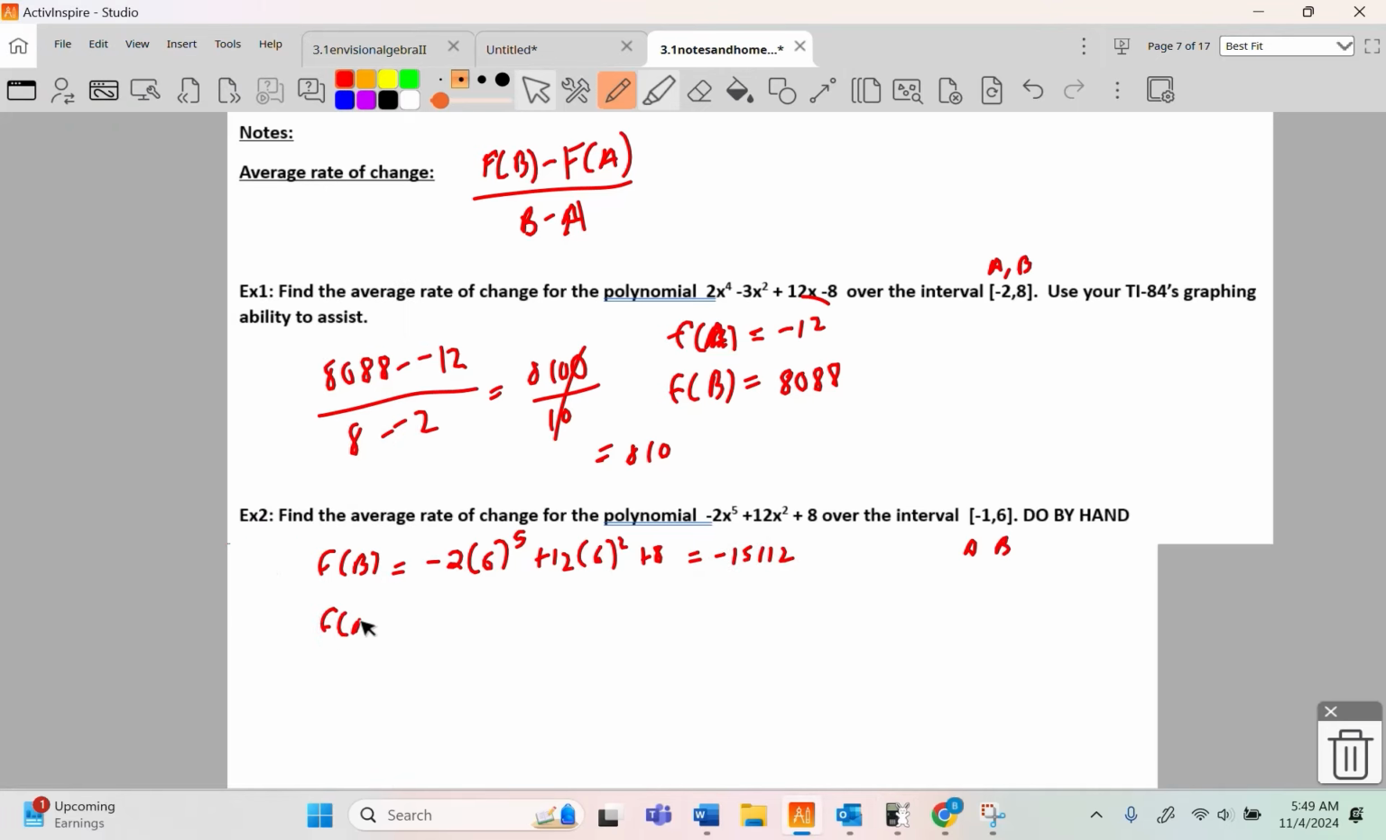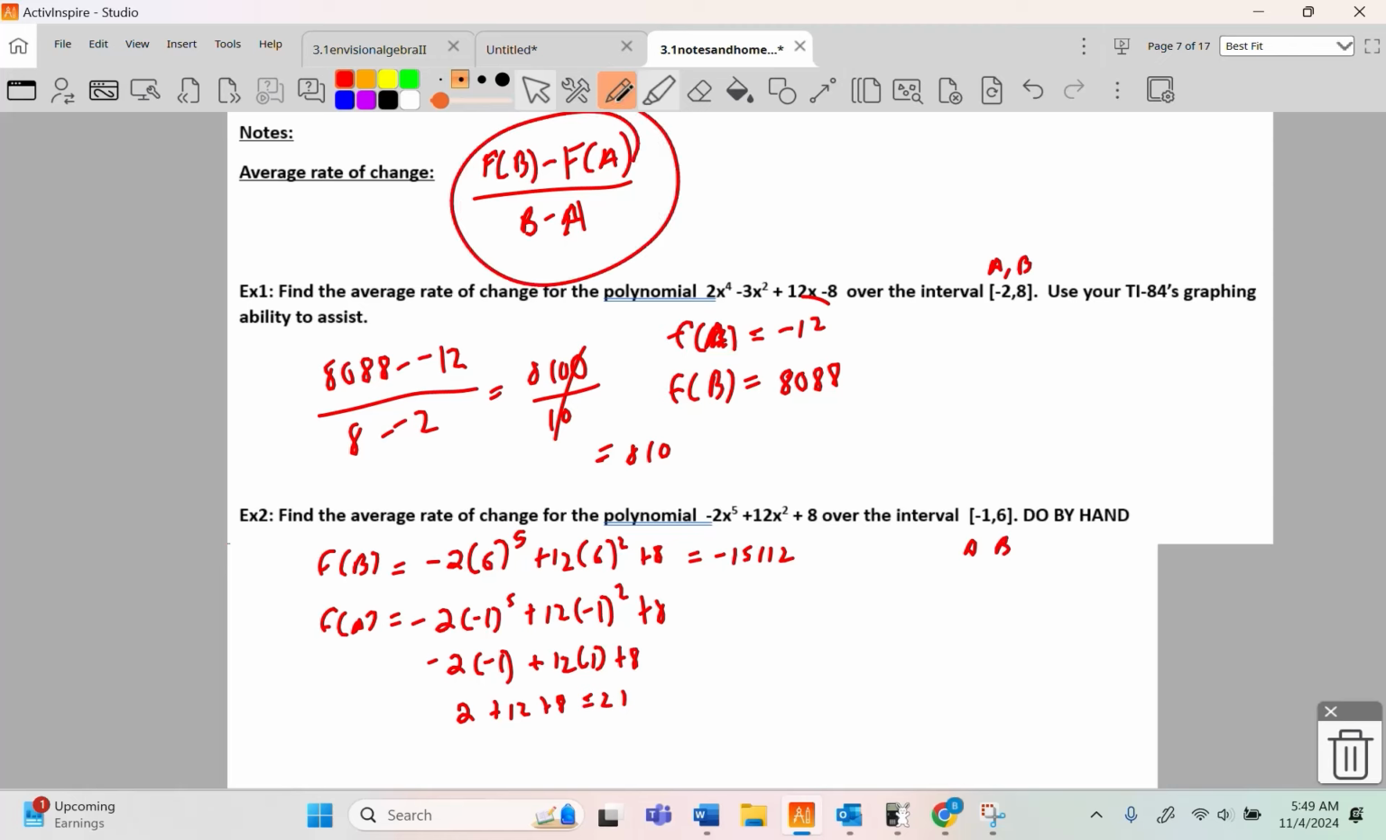All right, find f of a by doing the same thing, but with a negative 1. This one I think I can do in my head, because a negative 1 to the 5th is still negative 1. A negative 1 squared is 1. So I have 2 plus 12 plus 8, which is 21. And now I hit this formula right here. Negative 15,112 minus 21, sitting pretty over 6 minus a negative 1. Bottom 7.